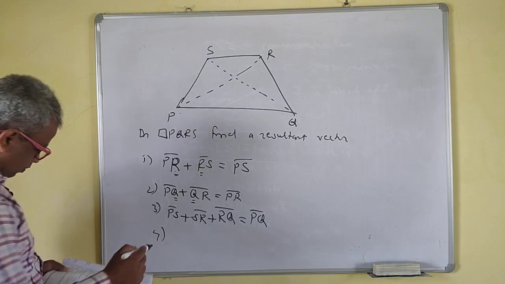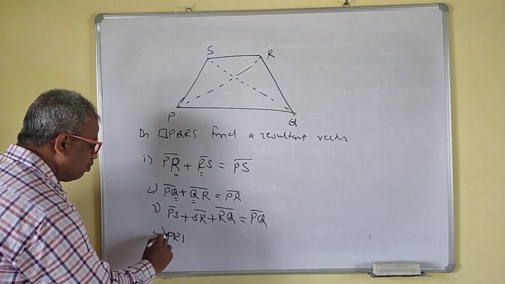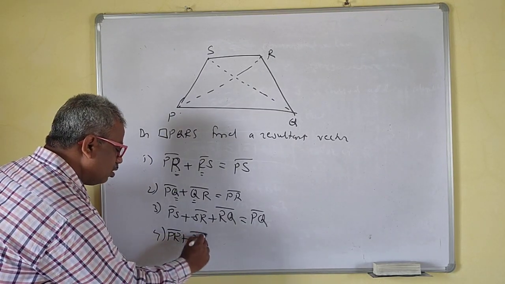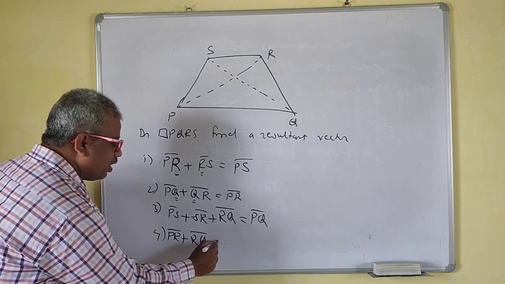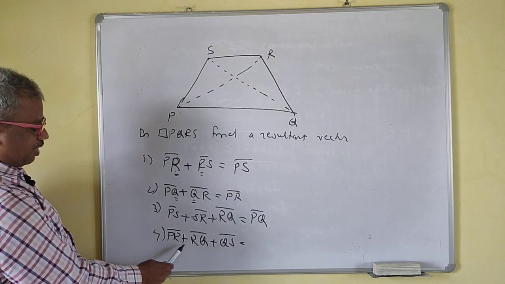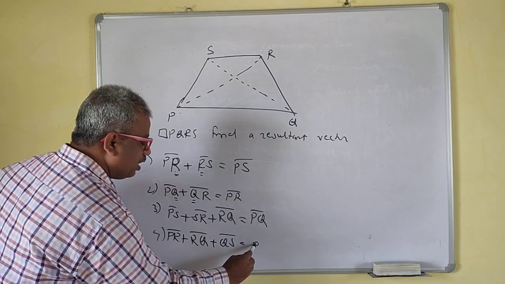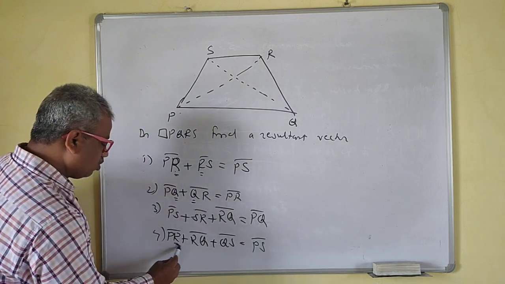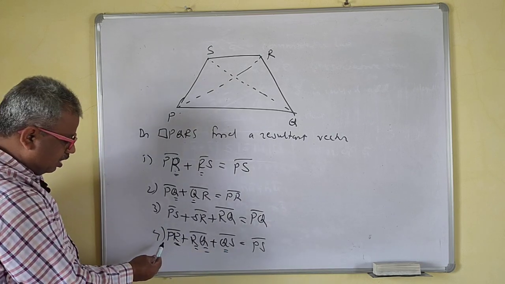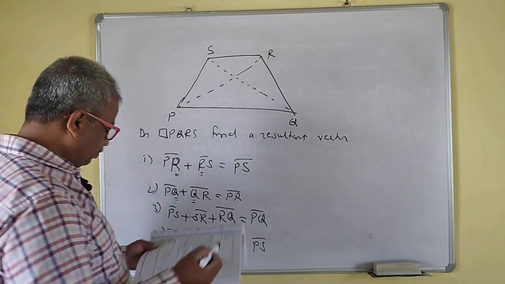So fourth one, PR bar plus RQ bar plus QS bar. What is this? Now see, PR bar plus RQ bar is your PQ bar, plus QS bar. So this is PS bar, right? That means you have to take the initial and the terminal point, so that is PS bar.